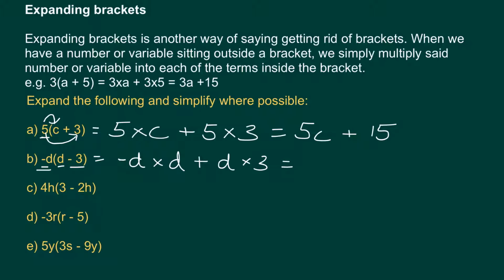So we have a negative. D times d simply gives us a d squared. Then the plus sign in the middle. And we have d times 3, which gives us 3d.